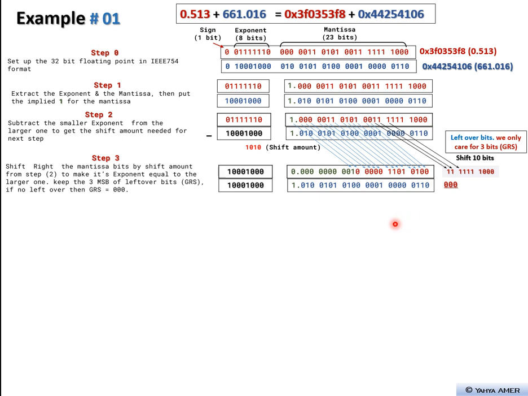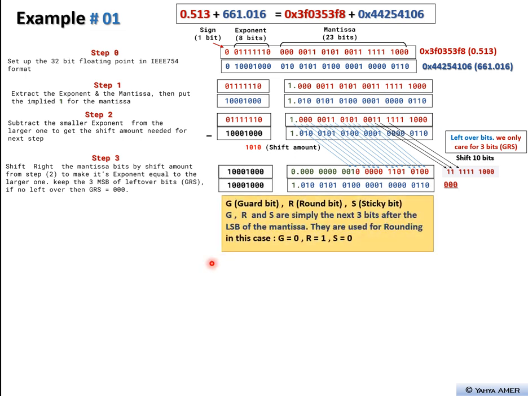Now, before I move forward, in here we put 0 0 0. Why? Because this one has no leftover, and it says here, let's read it: shift right the mantissa bits by the shift amount from step 2 to make its exponent equal to the larger one. This is clear. We already did that. And we keep the 3 most significant bits of the leftover bits. We're going to call them GRS. If there is no leftover, then the GRS equals 0 0 0, triple zeros, as in this case.